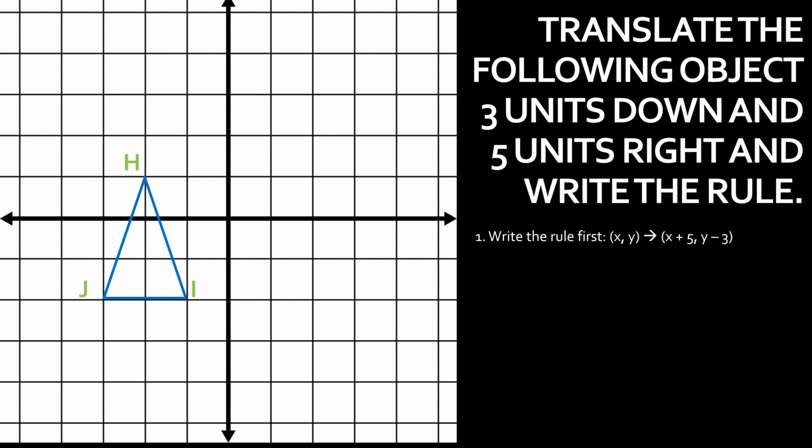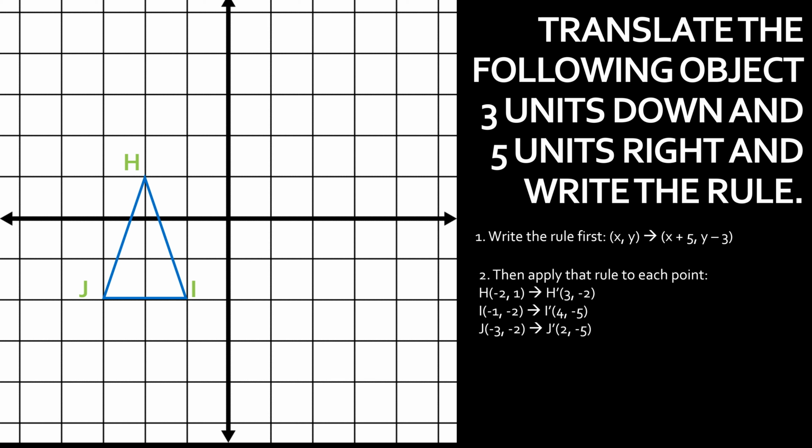The first thing you want to do when doing any of these problems, and this is a pattern that I'm going to keep throughout this video, is when you're asked to transform an object or objects, write the rule that you're going to use first. So here I have my rule written out. Because I'm translating 5 units right, I add 5 to the first coordinate, and because I'm translating 3 units down, I subtract 3 from the second coordinate.